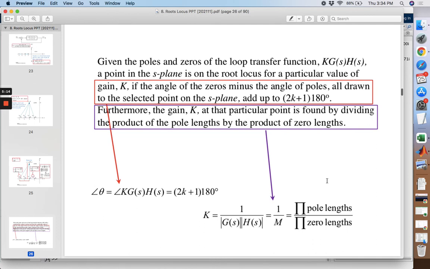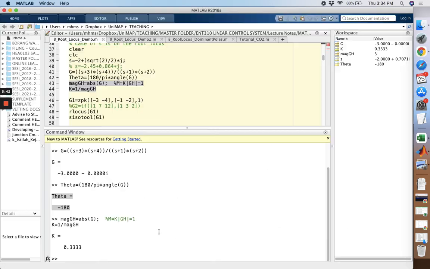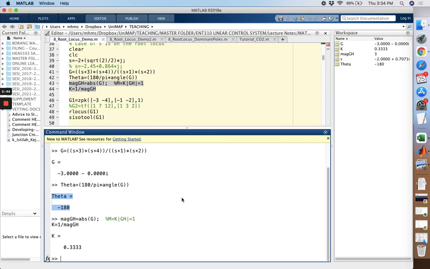So we can say that two properties are important for us to know whether the s position is on the root locus or not: the angle, which equals (2k plus 1) multiplied by 180 degrees, and also the magnitude of KGH, which equals 1. I hope you understand how to use MATLAB to solve these problems.